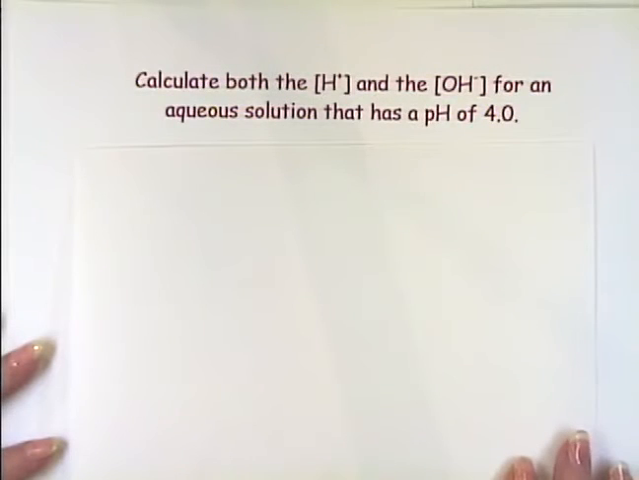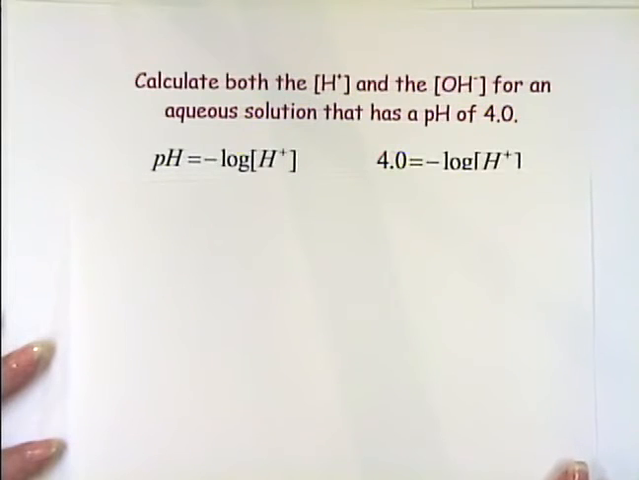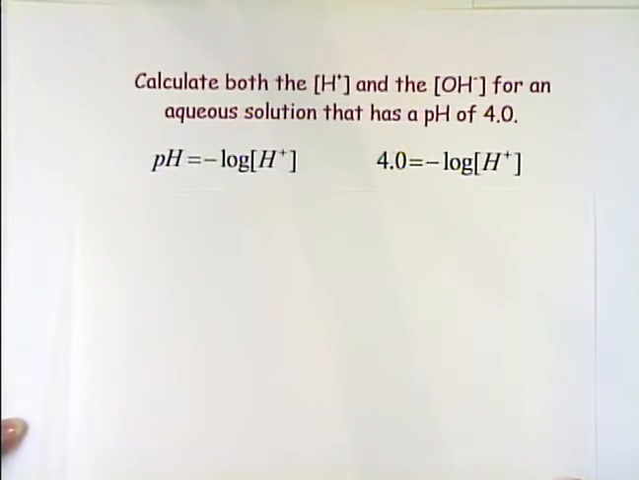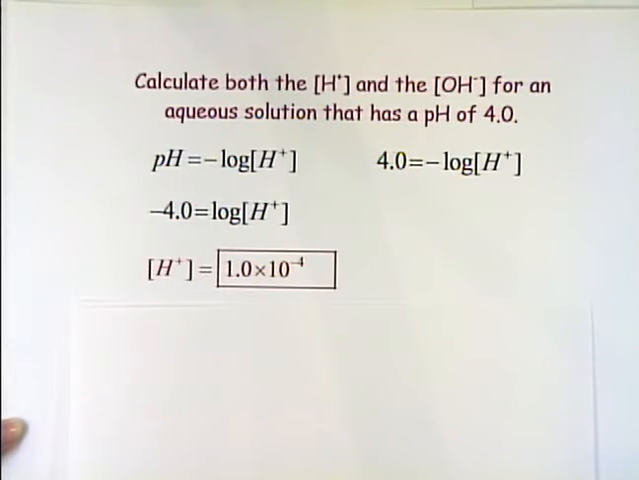Calculate both the hydrogen ion concentration and the hydroxide ion concentration for an aqueous solution that has a pH of 4.0. pH equals the negative logarithm of the hydrogen ion concentration of the solution. Let's plug in what we know. Before we use the calculator, let's move the negative sign to the other side. To solve this on your calculator, you type 4.0, then the negative sign, then the second or inverse button, and then the log button. So, the hydrogen ion concentration is 1.0 times 10 to the negative fourth power.